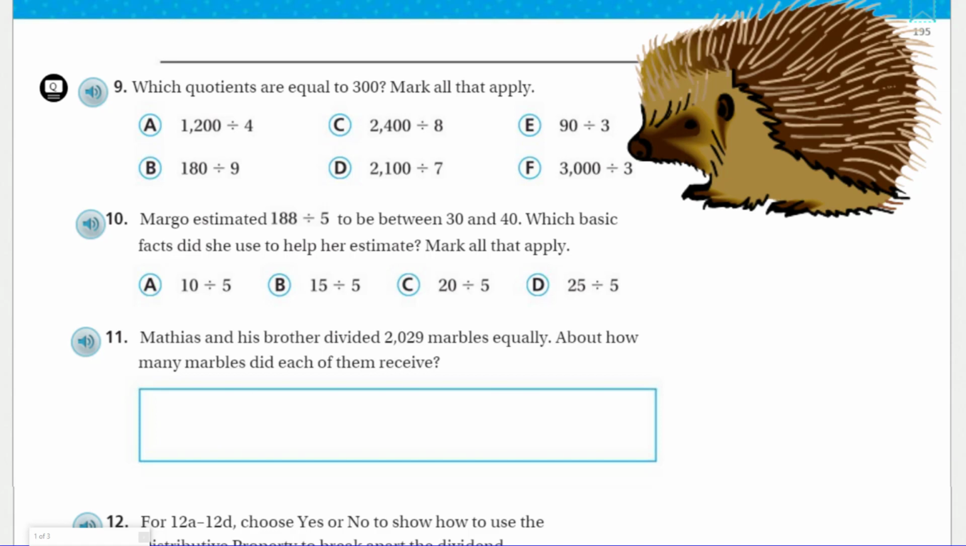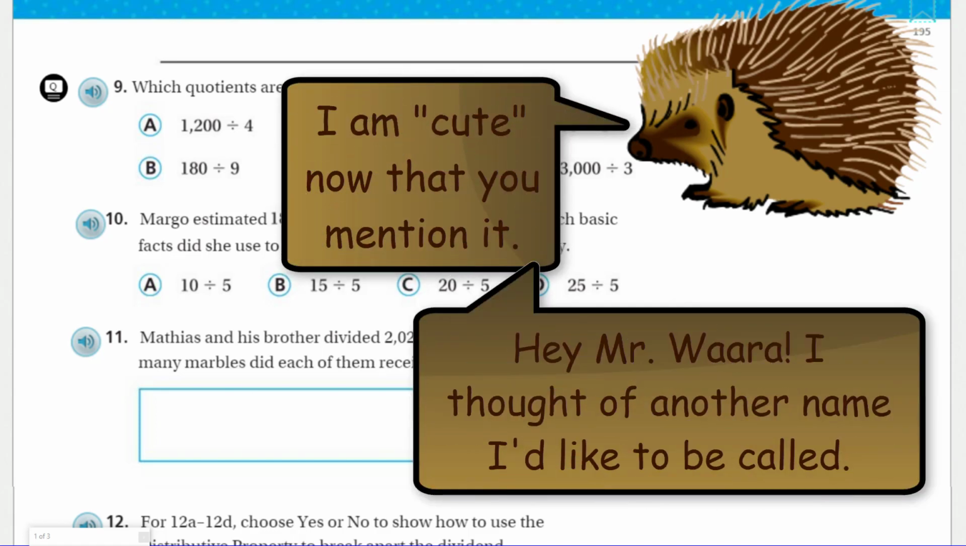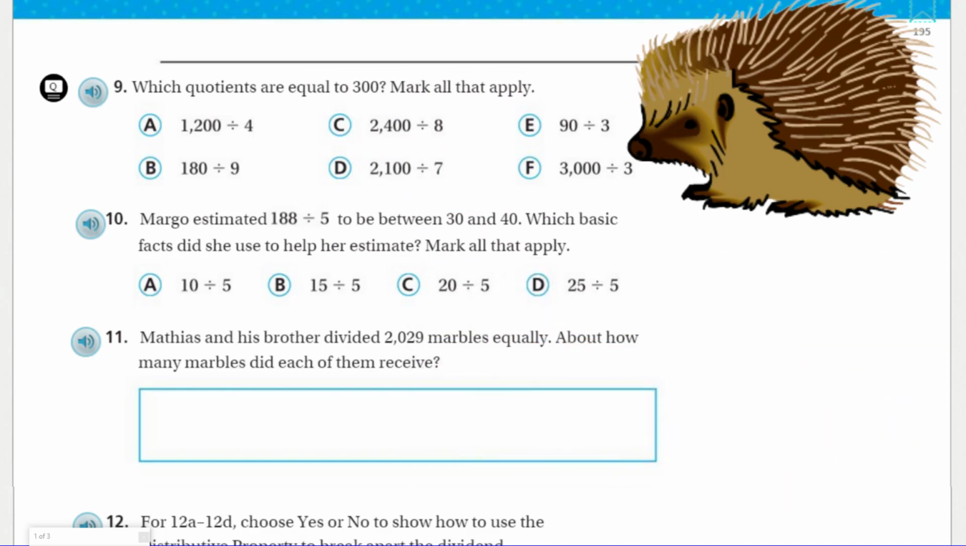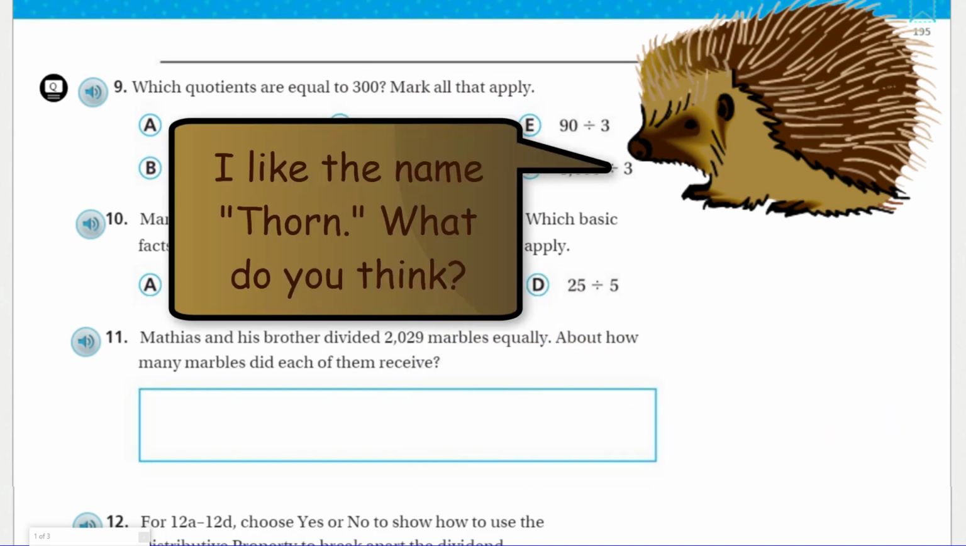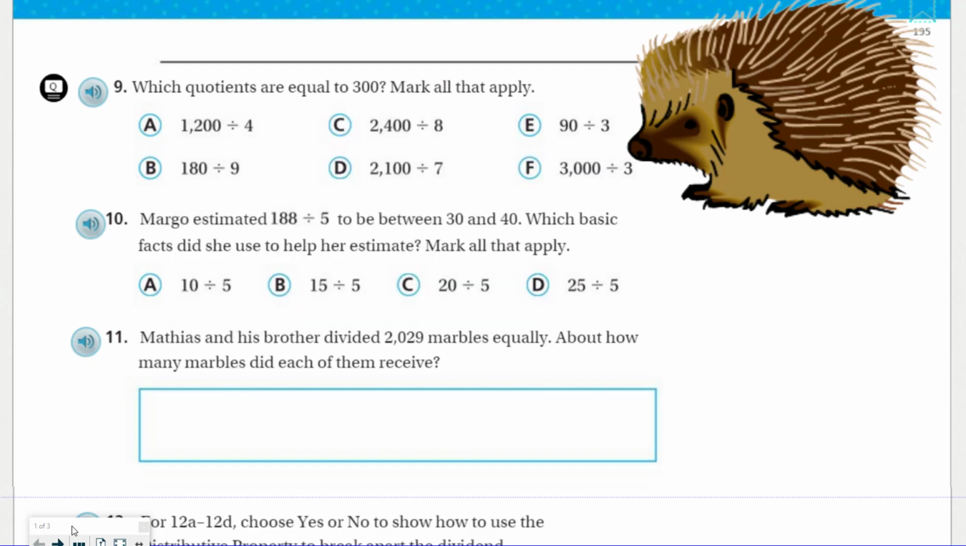And look, our hedgehog friend is back. You cute little fella. Oh, you thought of another name, did you? Ooh, very cool. Thorn. Well, that name's kind of self-explanatory. Thorn, I like that. It's like you have thorns. We have Spiky, Thorn. What was the other one that you came up with? That's right, Needles. So, I don't know. Maybe we should have our fourth graders vote or something. Yeah, decide what's a cool name. Anyway, let's move on with our video, my friends.